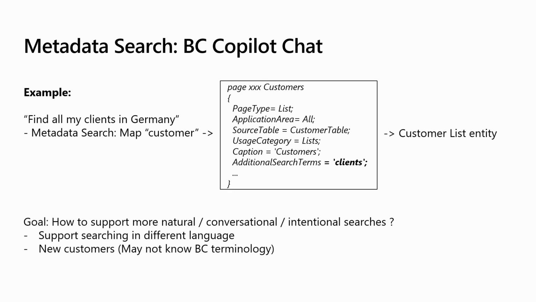The biggest one being that if you want to support different languages, this approach doesn't work well, right? There's also scalability challenges. How many additional search terms can you actually cram in that metadata? At the same time, suppose you have new customers, they understand the processes, they understand how to do things. Maybe they are coming from a competitor, but at the same time, they do not know the exact Business Central terminology, and all of a sudden, it makes sense that we need to have a smarter metadata search system. We need to navigate metadata in a smarter way, right?